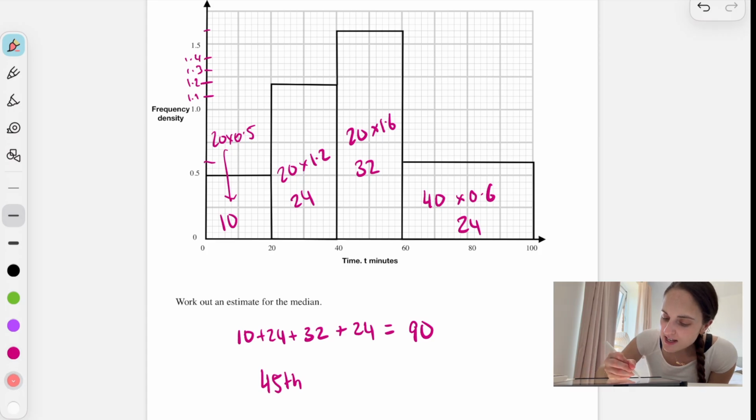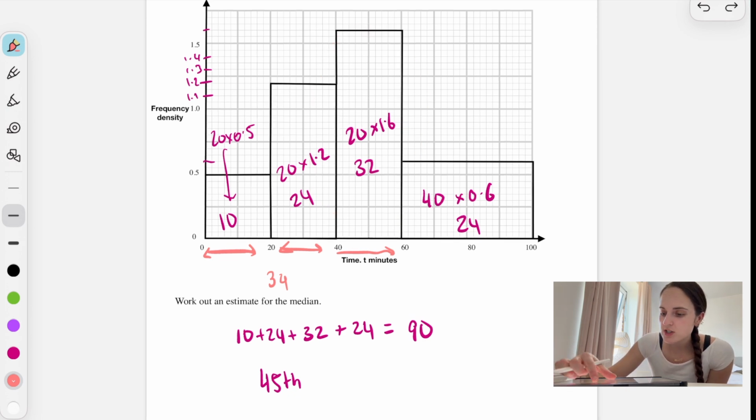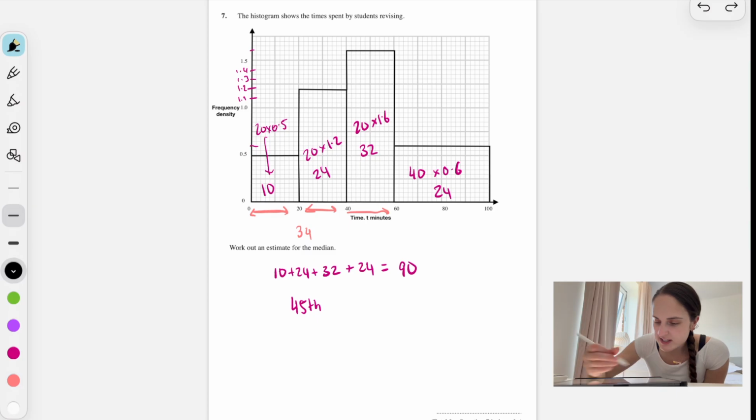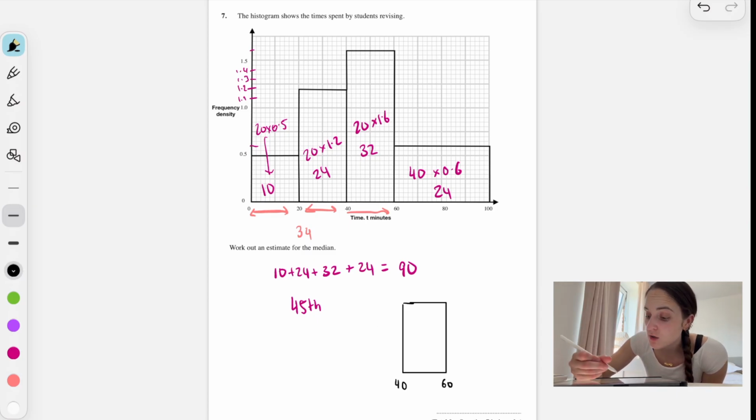So we can see the first 10 students are in here, then the next 24 students are here, so that's now 34 students in total. And then we have another 32 students in here. So if I add 32 to 34, we get 65. So that tells me that somewhere in this group here is the 45th student. So if I just draw that bar out, so it's between the 40 and the 60th one. So we have between 40 and 60, and we know that we have 32 people in this bar.